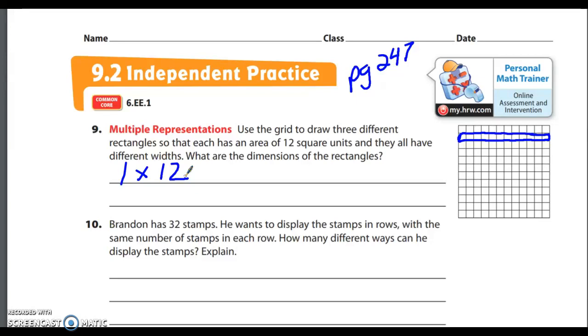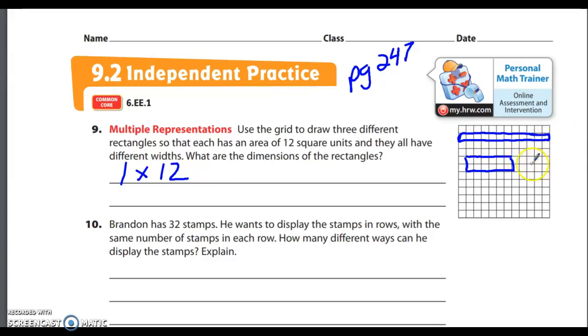What else could we make? Well, we could make a 2 by 6. And if you're wondering how I'm getting these, I'm doing my facts. 1, 2, 3, 4, 5, 6. I'm asking myself what times what equals 12. 1 times 12 is 12, and 2 times 6 is 12.